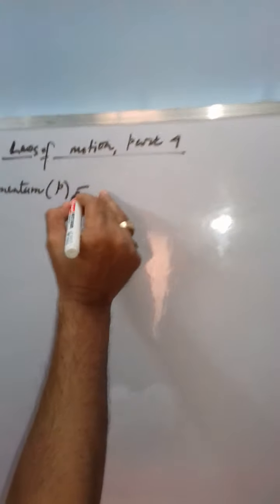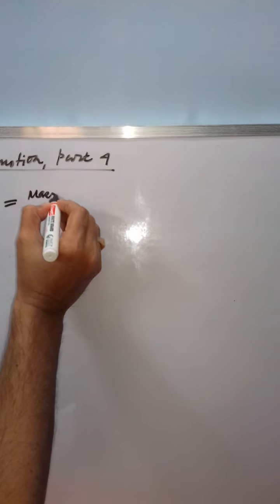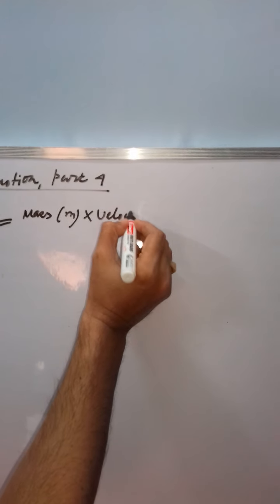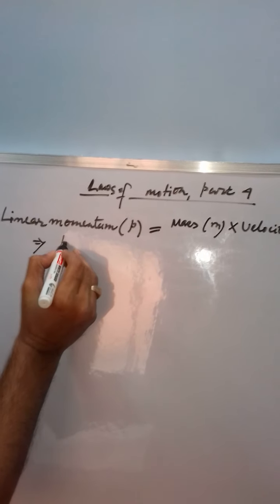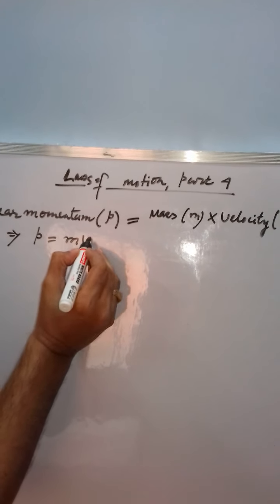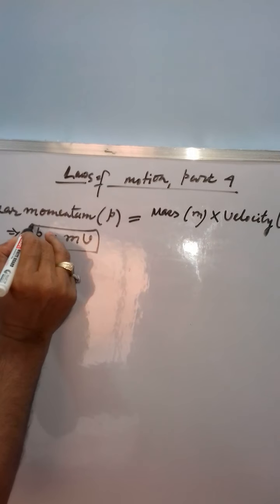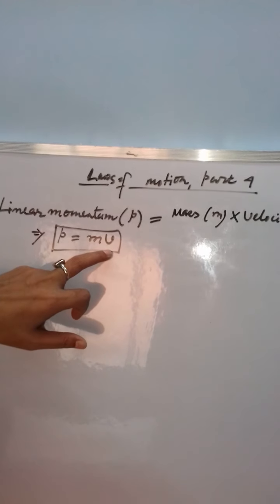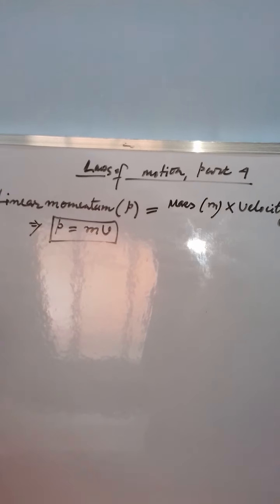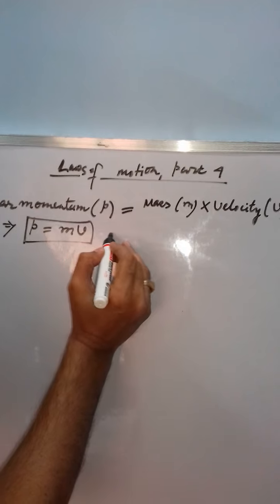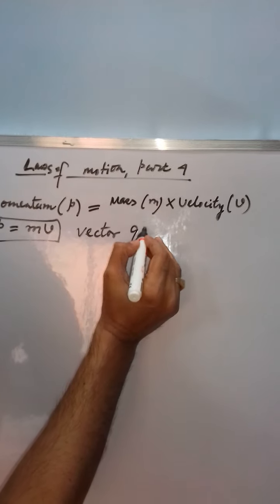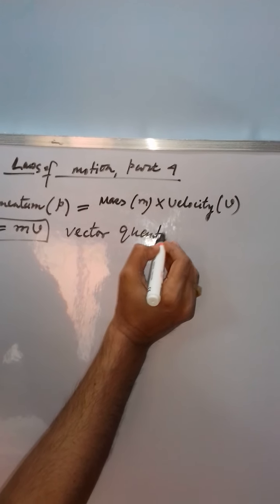So linear momentum means mass m into velocity of the object, that is v. We can write it down this way: p is equal to m into v. Linear momentum is the product of the mass and the velocity of the object. And since velocity is a vector quantity, linear momentum is also a vector quantity.